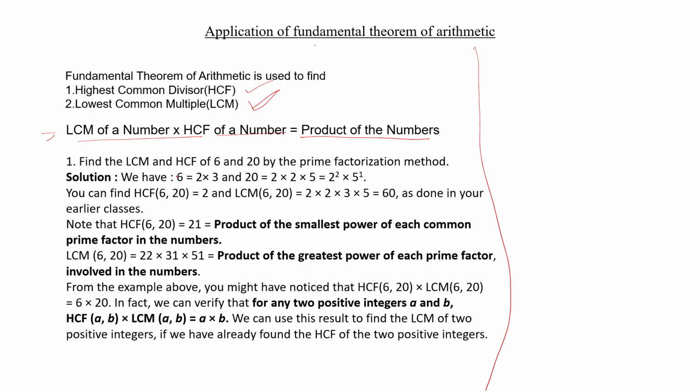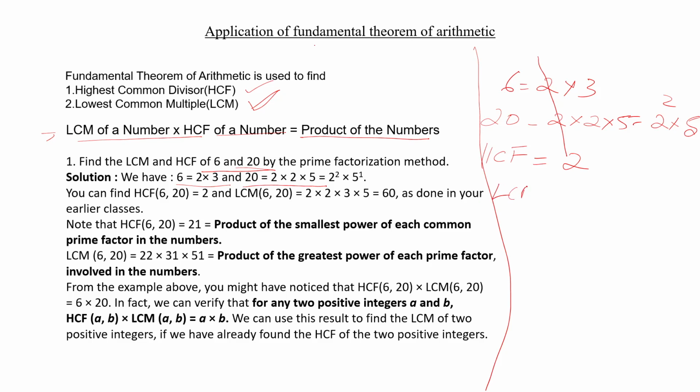See, here I have taken an example of 6 and 20. Find the LCM and HCF of 6 and 20. What will you do? First you will factorize 6 and then you will factorize 20. The factorization of 6 is 2 into 3 and the factorization of 20 is 2 into 2 into 5. We can write it as 2 square into 5 also. HCF you have already seen in the first exercise. How can you find the HCF? Common factor in both. So HCF is 2.